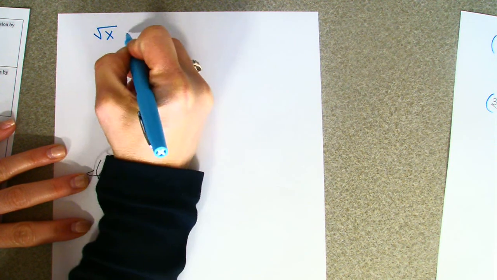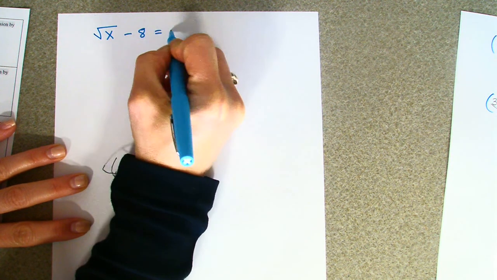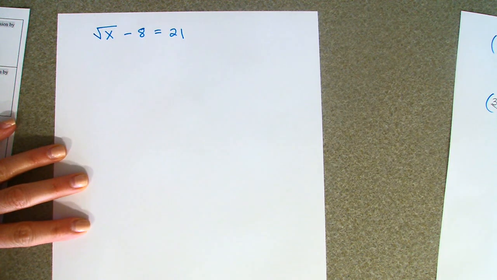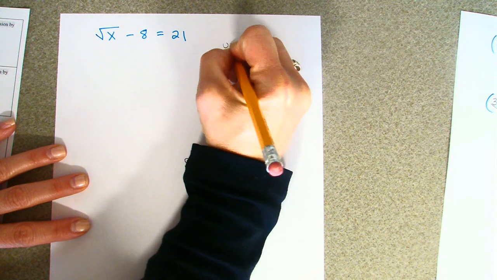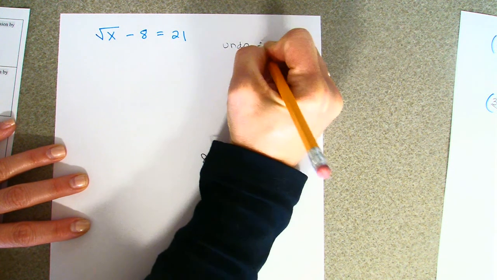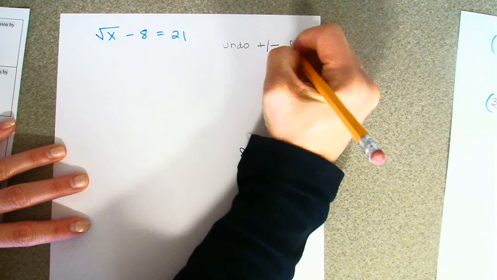We're going to continue practicing isolating the variable, so getting the variable by itself, but we're going to put a few of the steps that we've looked at together. So let's take a look at a problem like this, where we've got the square root of x minus 8 equals 21. What I want you to keep in mind when you're doing a problem like this is we always undo addition or subtraction first. So I'm just going to write undo addition or subtraction first.